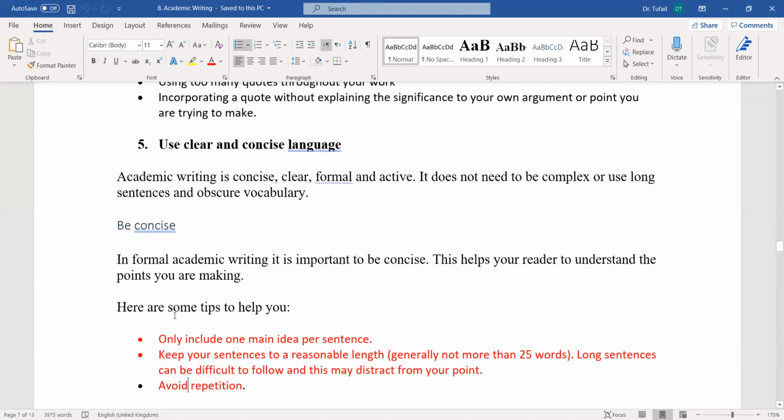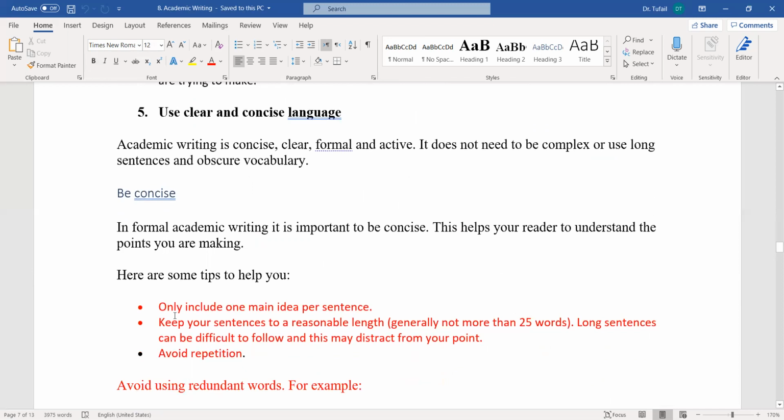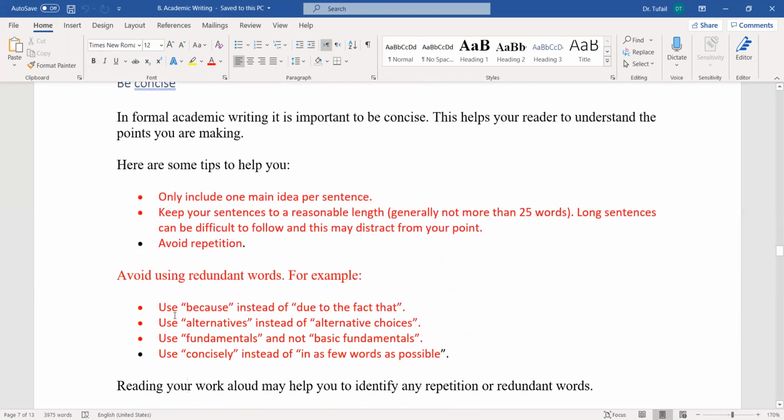And finally, use clear and concise language. That is a very important beauty of academic writing, that you need to be concise, clear, formal, and active. Be concise. Don't try to put so many words. Just be selective and use limited words to convey your ideas. Only include one main idea per sentence. Each sentence should have one idea.